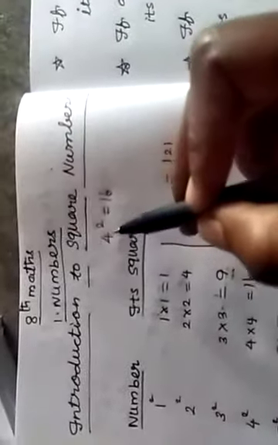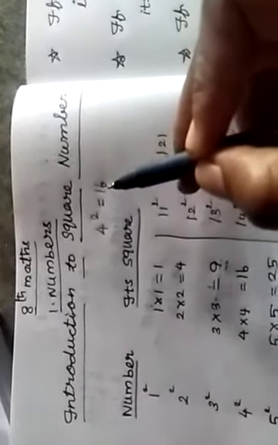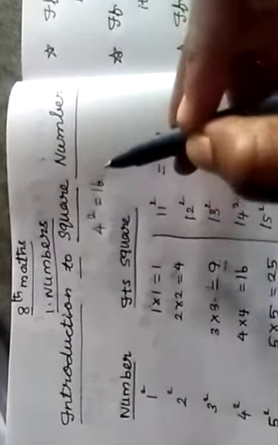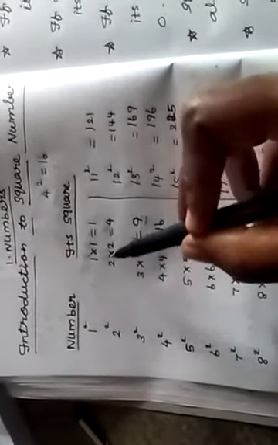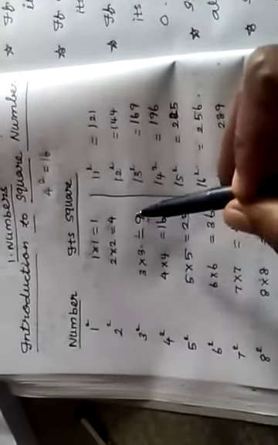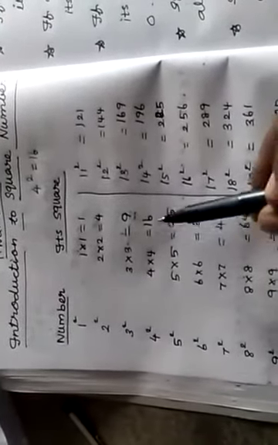Dear students, how to read this one? 4 squared equal to 16. That is, 4 squared is 16. So 1 squared is 1, 2 squared is 4, the number multiplied by itself. 3 squared, you know very well, 3 into 3, 9. 4 squared, 16. 5 squared, 25. 6 squared, 6 into 6, 36.